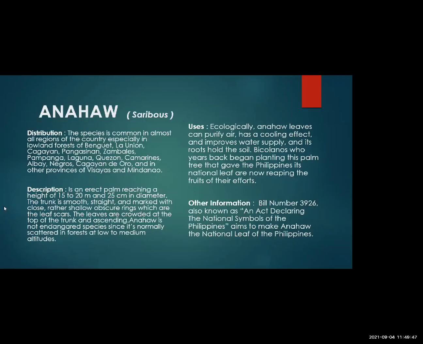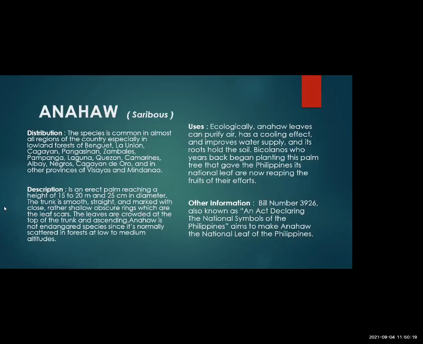Description is an erect palm reaching a height of 15 to 20 meters and 25 centimeters in diameter. The trunk is smooth, straight, and marked with close, rather shallow, obscure wings, which are the leaf scars. The leaves are clustered at the top of the trunk, and ascending. Anahaw is not an endangered species since it's normally scattered in forests at low to medium altitudes.